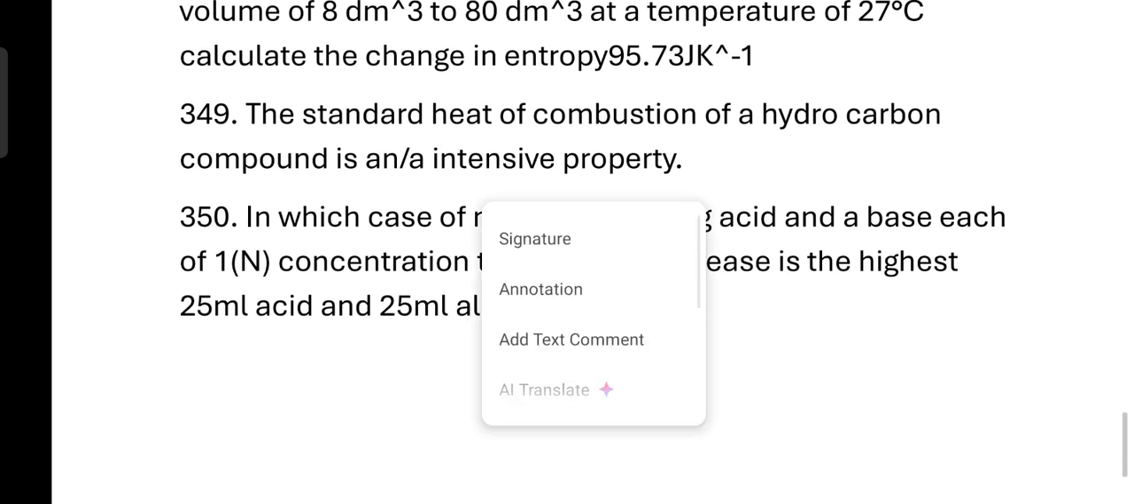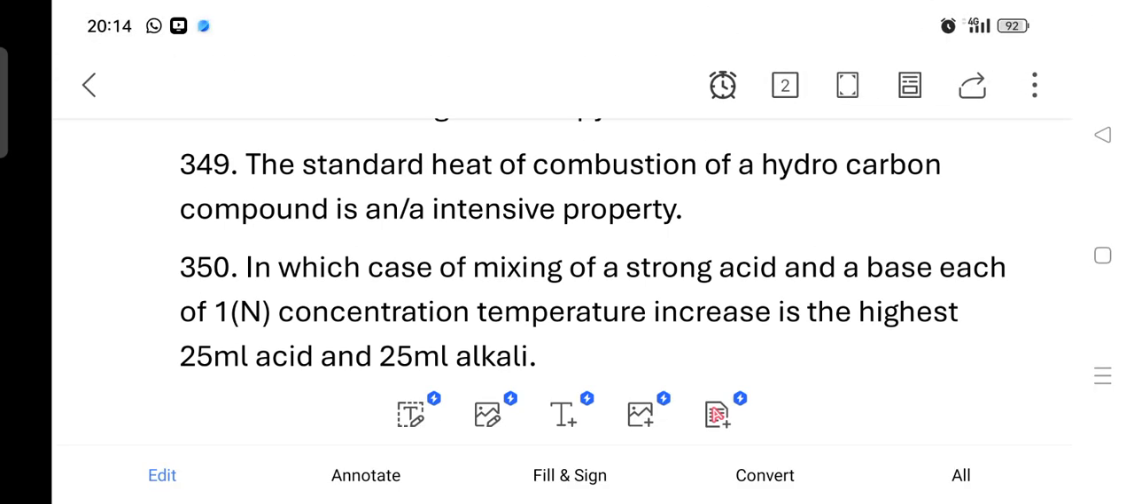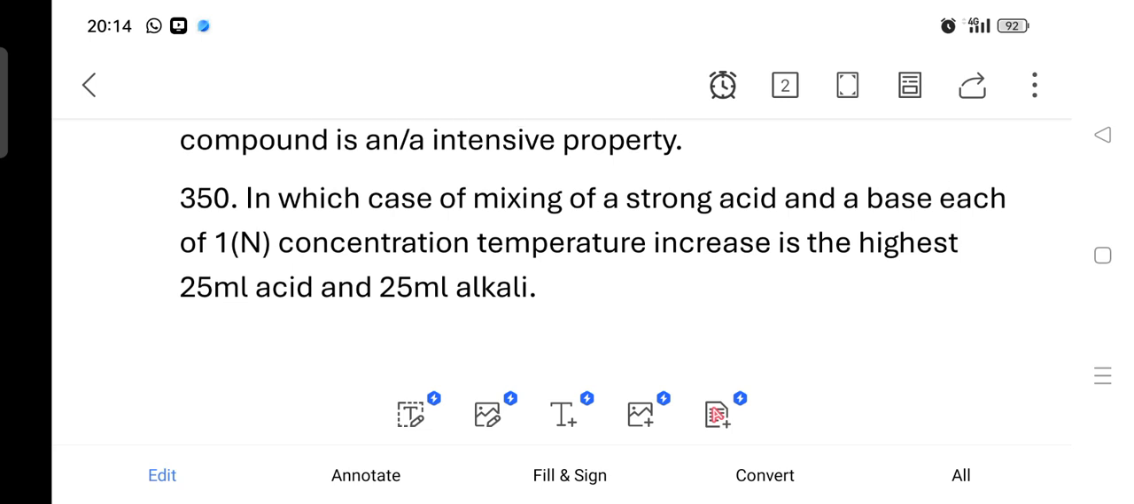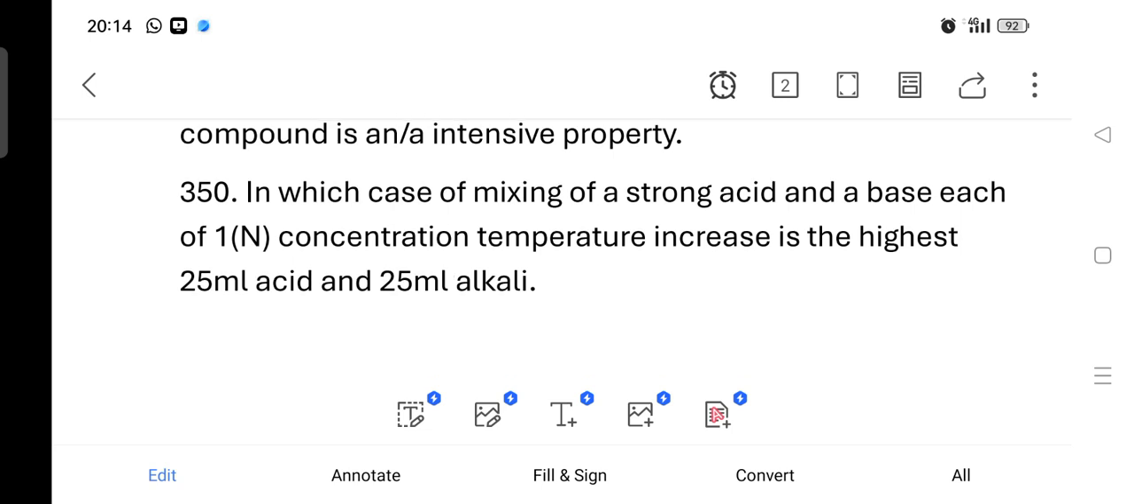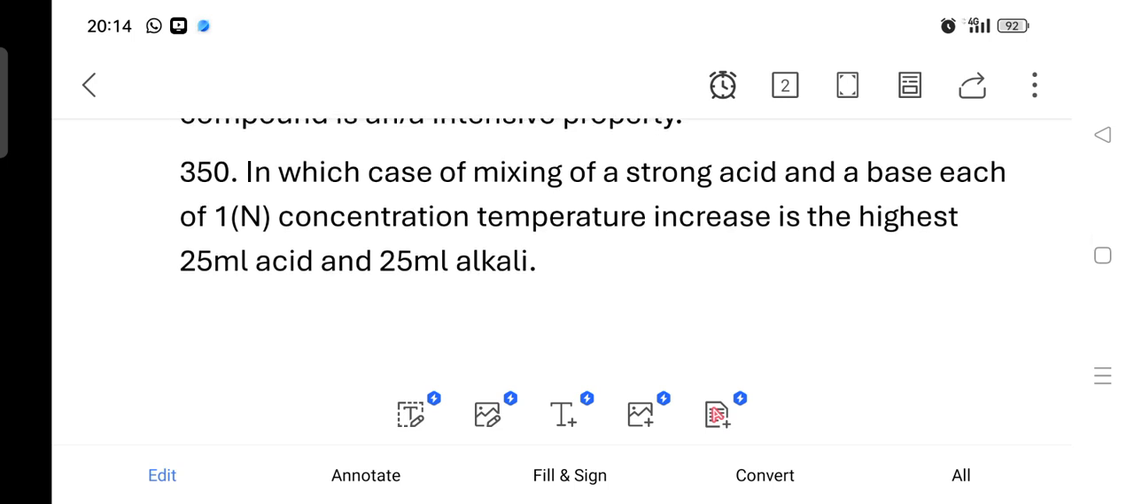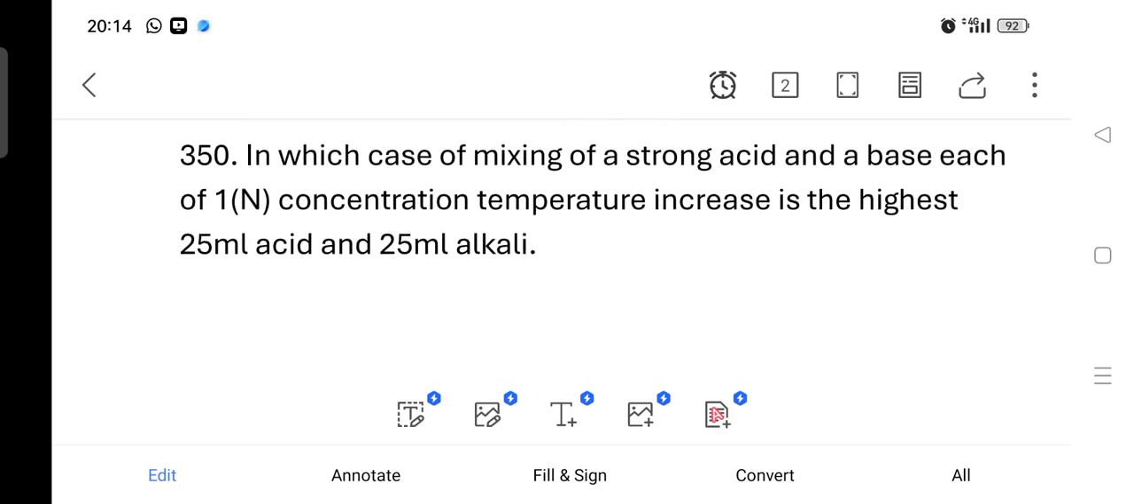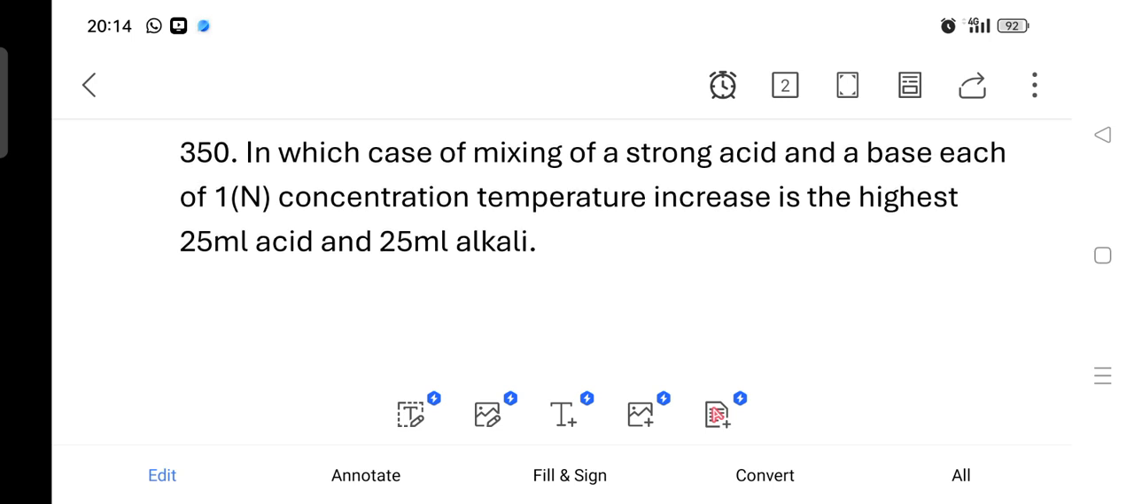The standard heat of combustion of a hydrocarbon compound is an intensive property. In which case of mixing of strong acid and base, each of 1 N concentration, does the temperature increase the highest? 25 ml acid and 25 ml alkali.